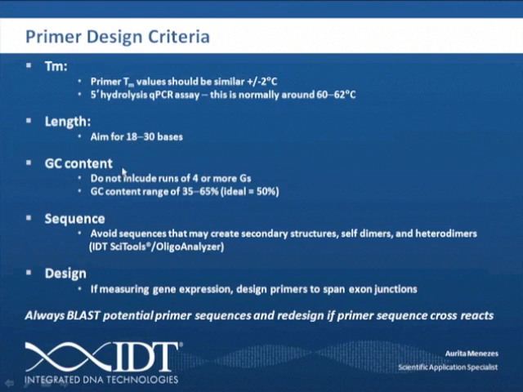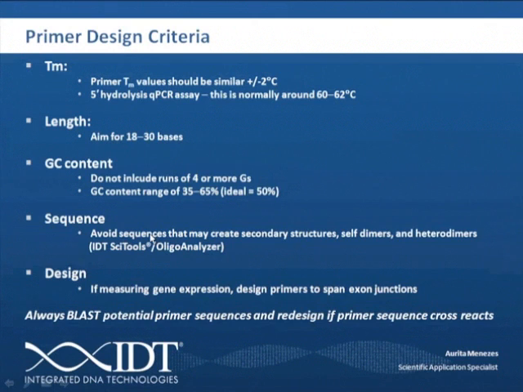In terms of GC content, you want a good amount of GC in your primer, ideally around 50%. It ranges from anywhere between 35 to 65%. More importantly, we try to avoid areas that include runs of 4 or more Gs. This is because the Gs have a tendency to form a quadruplex structure, and that may affect primer binding and primer efficiency.